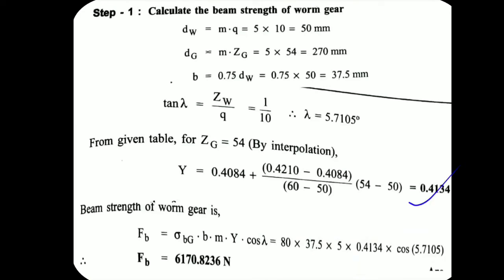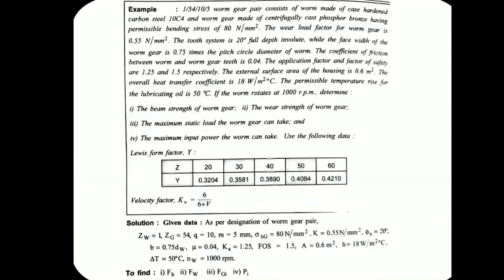So we need to proceed by taking this value. Next they are asking for beam strength. So this would be your step number 2, beam strength of the worm gear. The equation is FB = σBG · B · M · Y · cos λ. Sigma BG is directly given as 80, you can see in the given data.